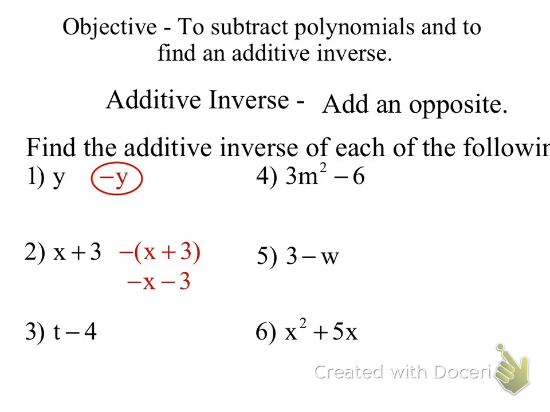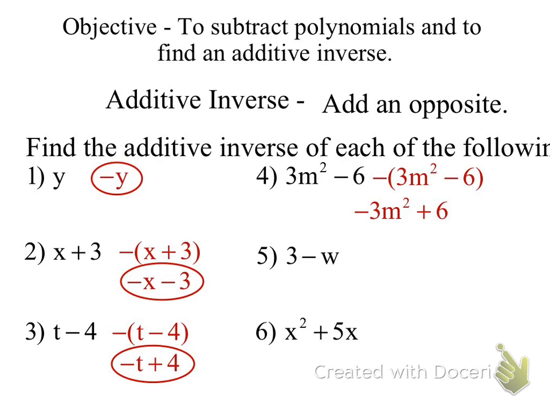What would be the opposite, Sav? Negative t plus 4. Now this is the work. Start with the negative, multiply it in. So when Miss Sophia says, show me the work, that's what we want to see. Malcolm, what would be the opposite of 3m squared minus 6? Negative 3m squared plus 6. Yep, just distributing it. Now, we could also turn that around and call it 6 minus 3m squared.